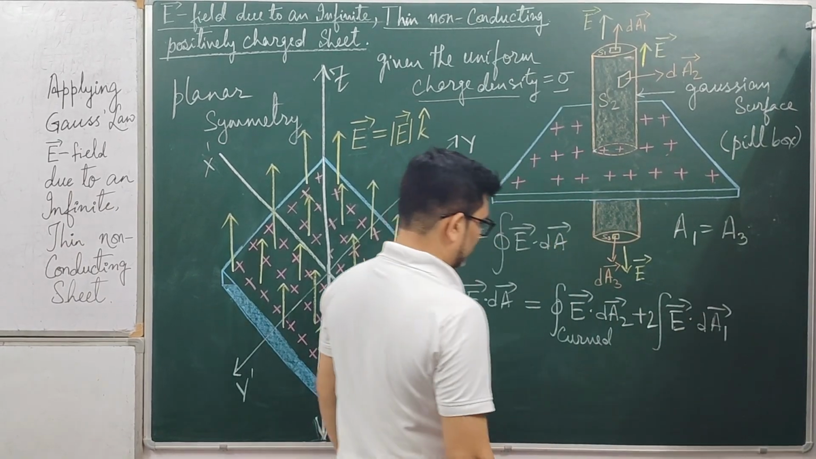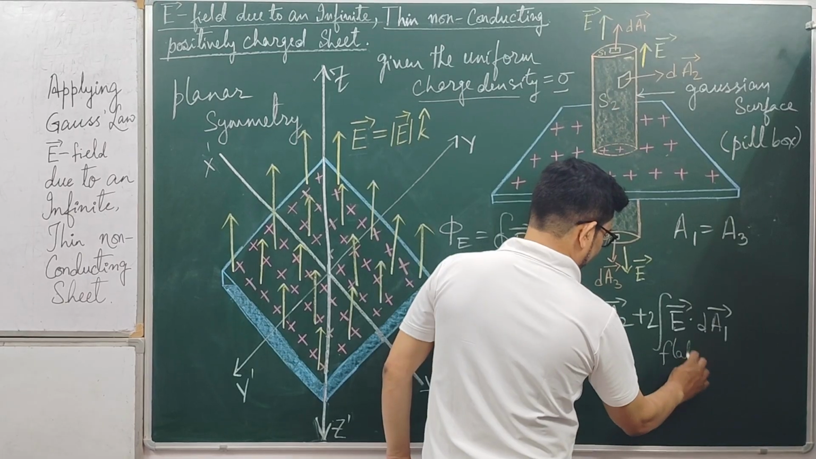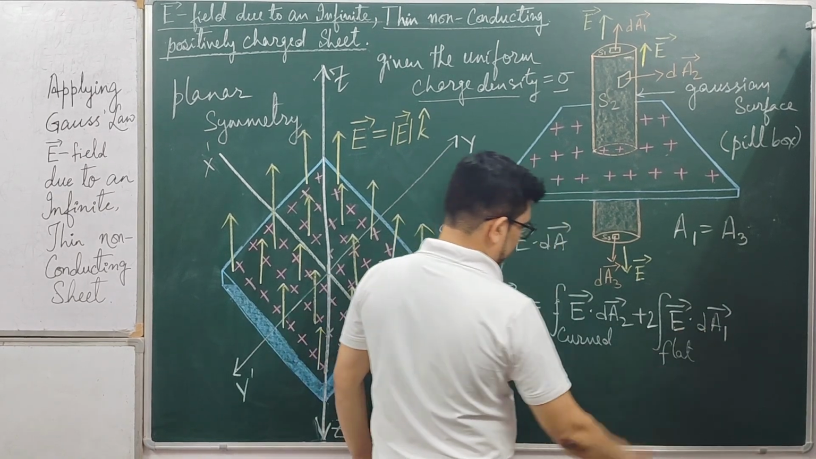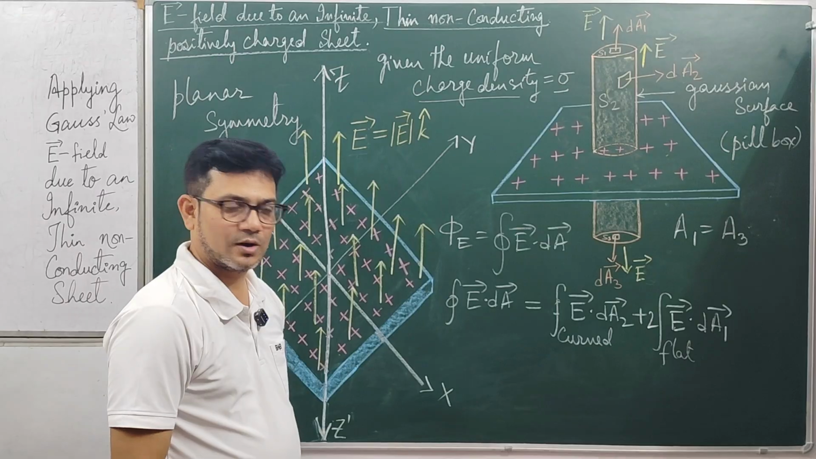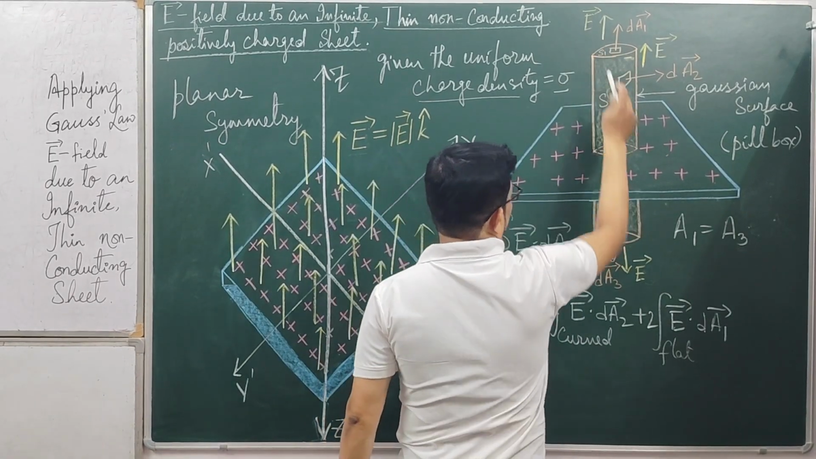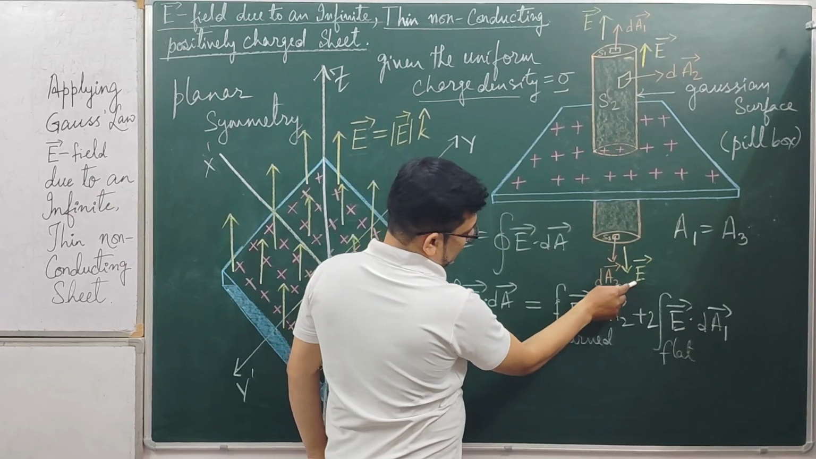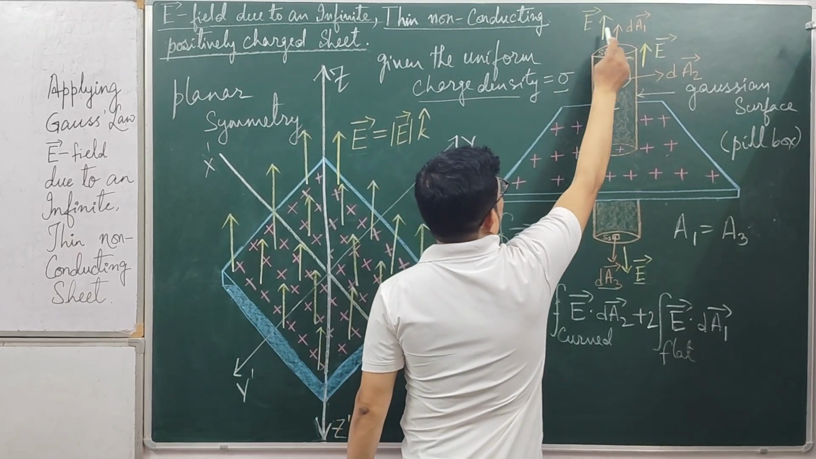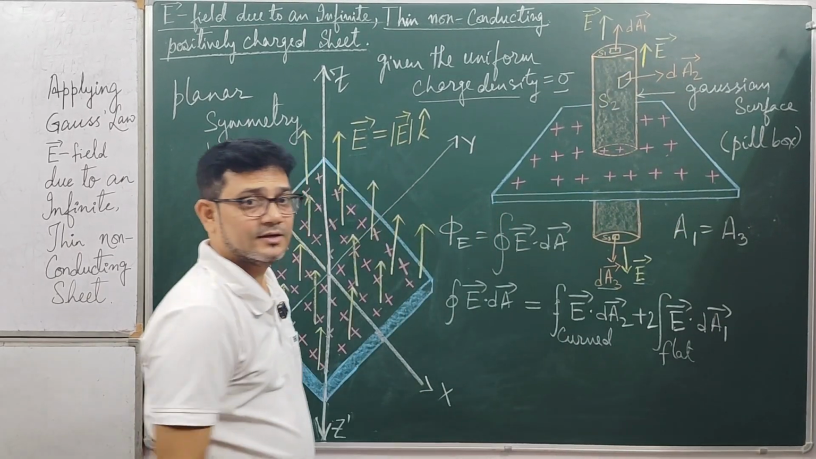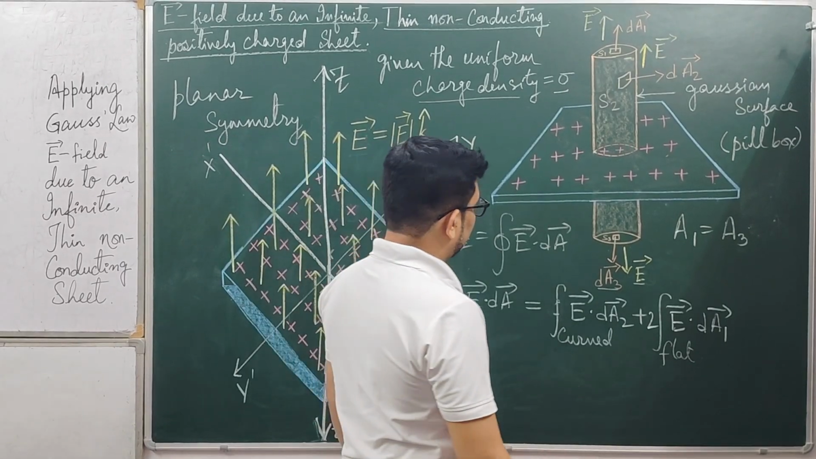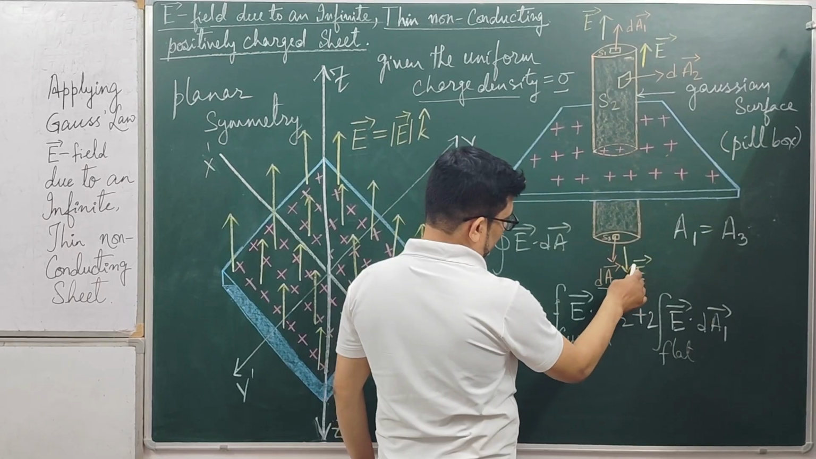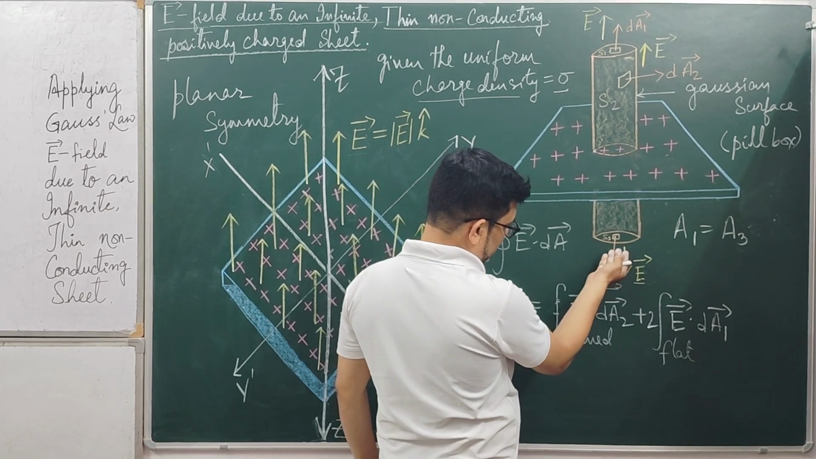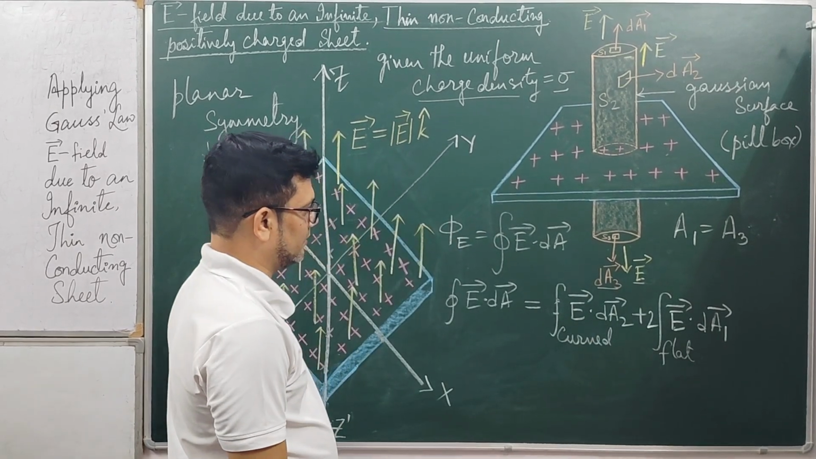Why? Because it's equal, twice of it, and we'll write it here, this is flat. So over curved, this is what it is, and over flat, this is the integral of E dot dA1. So for this flat one, the angle between the electric field E and the area vector dA3, or the angle between E and the elemental area dA1, is going to be what? Just try to figure it out. If it is the bottom part and it is in this direction, what is it going to be?